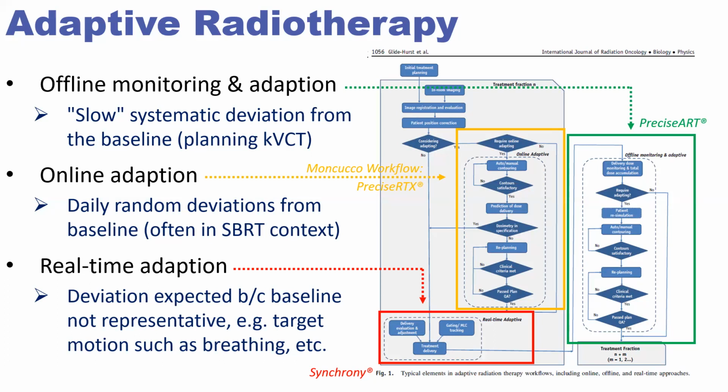And so on our platform, there's two products. There's one which is called PreciseART, which deals with the offline. They have one called Synchrony, which is for real-time tumor tracking. And then lastly, we've created a workflow for online adaptive, which I'll show you. We don't actually do online adaptive. I'm going to kind of show you the workflow, what we do in our clinic.